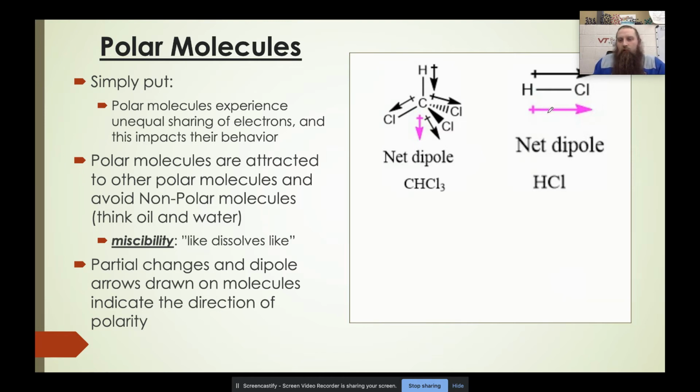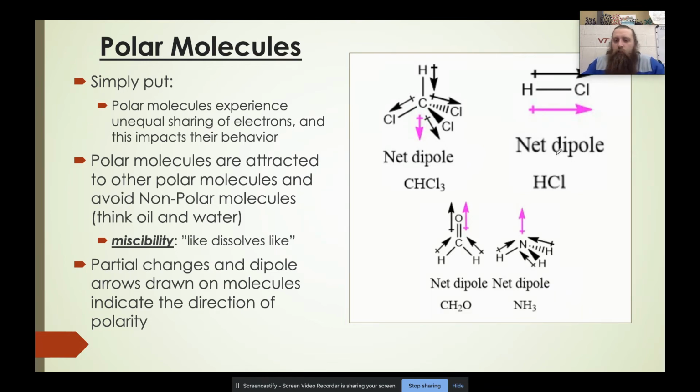Here in HCl, we know chlorine is more electronegative than hydrogen. If we did our electronegativity difference, we'd find this is a polar covalent bond, and the electrons are being pulled that direction. Here's another one for you, CH2O. Oxygen has actually 2 lone pairs of electrons around it. It's more electronegative than carbon, which is more electronegative than hydrogen. So the overall pull is up towards that oxygen atom.